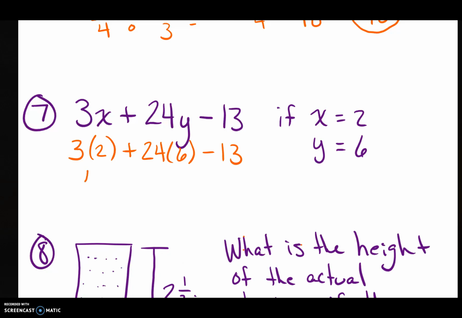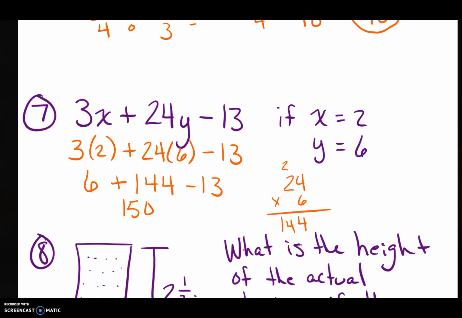3 times 2 is 6. 24 times 6 is 144. Now we just have addition and subtraction. 144 plus 6 is 150 minus 13. 150 minus 13 would give us 137.